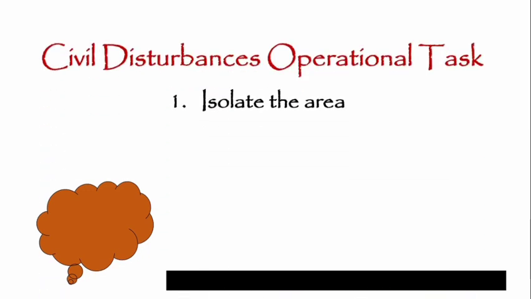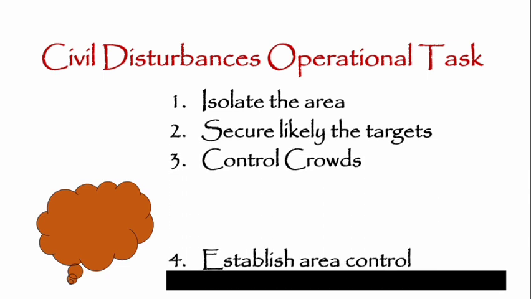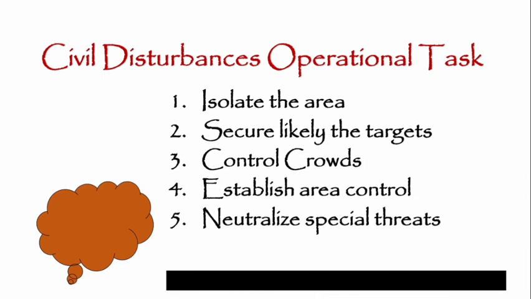Civil disturbances operational task. First is to isolate the area. So after isolating the area, you have to secure likely targets. Hindi lang po kayo nakatayo lang sa gilid. Kailangan po, once na nagkaroon na ng operational task, alam nyo na kung saan yung lugar nyo, kung ano yung kailangan i-secure na lugar, ano ba yung dapat protektahan na lugar.